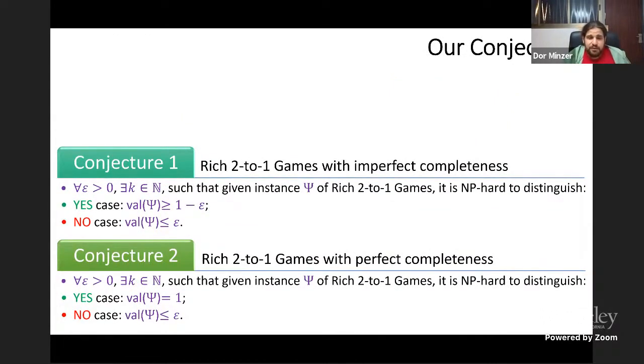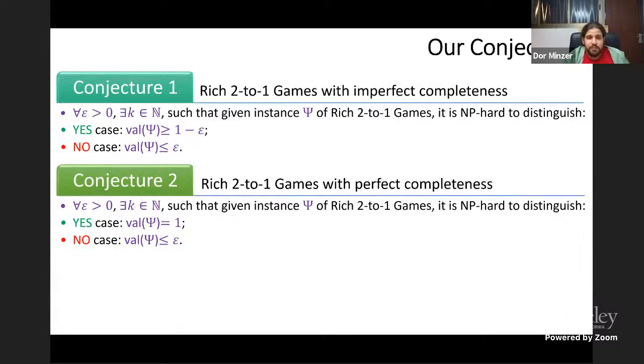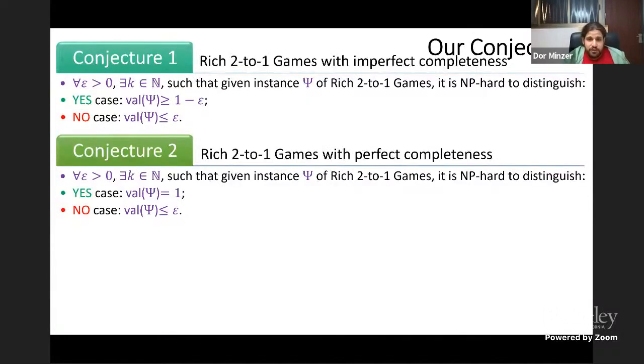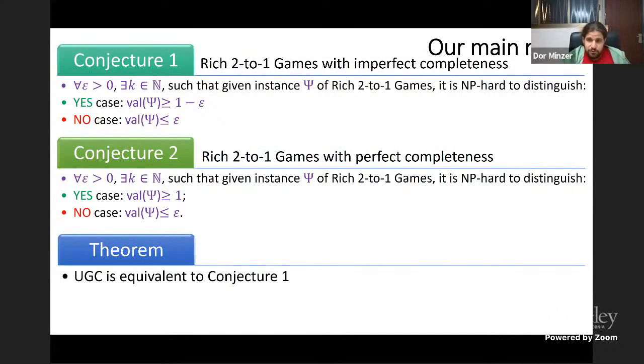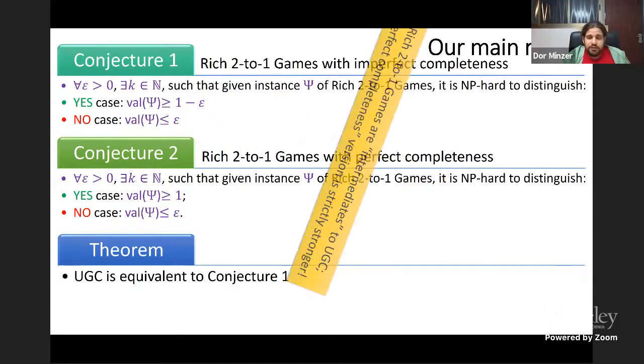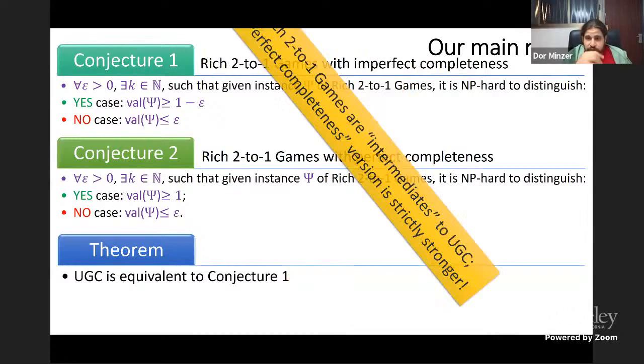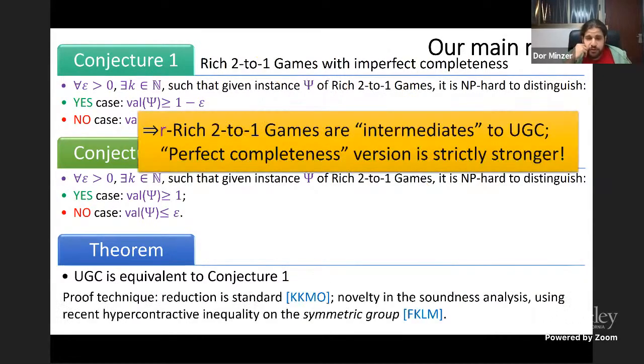So the main result that we prove in this paper is that the first conjecture is actually equivalent to unique games. It's completely equivalent to UGC. And one direction is easy. If you assume unique games, it's very easy to reduce it to rich two-to-one games.